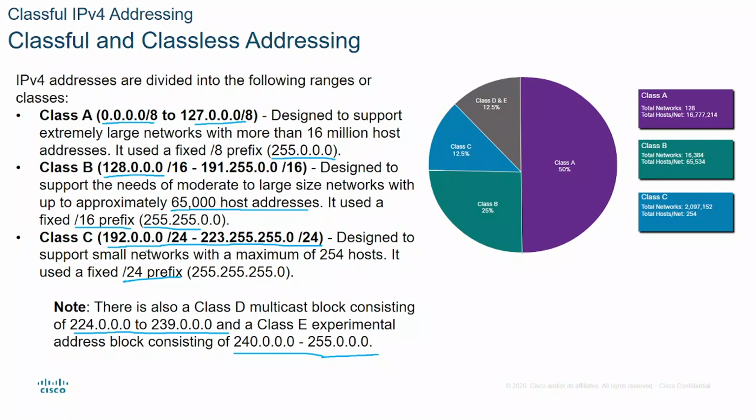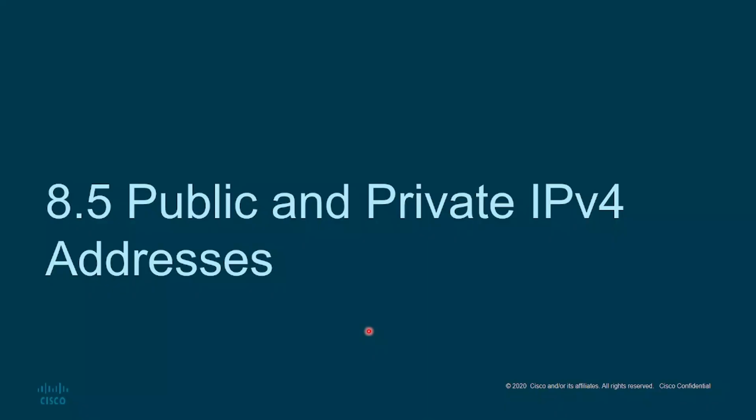All right. So right here in this pie chart, you can see that class A covers about half. Class B covers 25%, class C 12.5%, and class D 12.5%, and class E, which is for the experimental, is 12.5%. So you can see total number of networks, total number of hosts. For class C, you can have a maximum number of 254 hosts on a class C network.